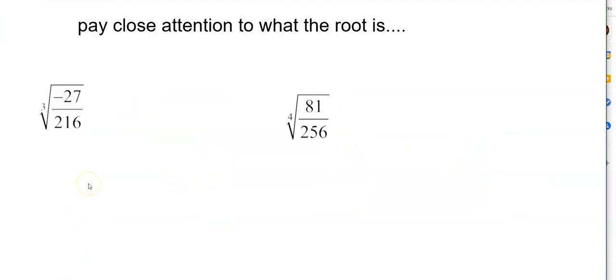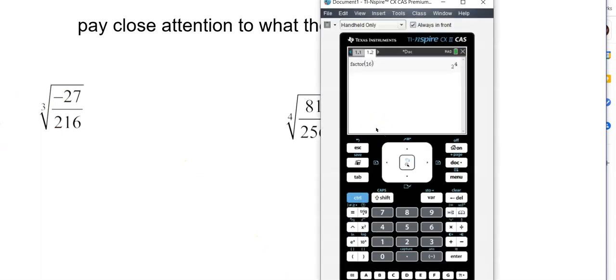Pay really close attention to the roots. So anytime you have, like, this is a third root, I'm looking for 3 of anything. The first thing I might consider doing is the prime factorization of each one of those numbers. So you can type out the word factor, or again, grab it, menu to factor. Factor 27, just going to do positive 27.